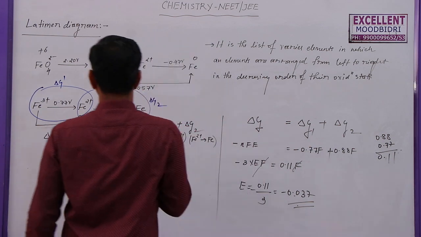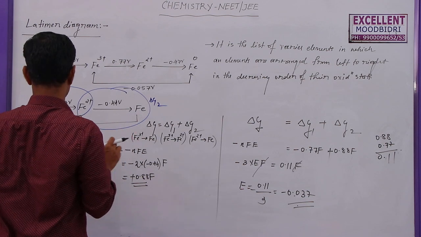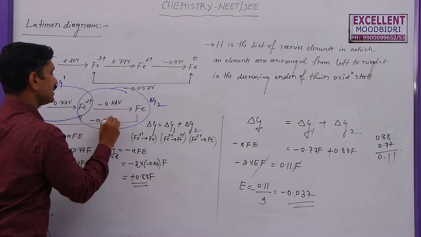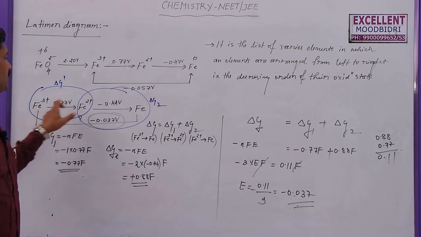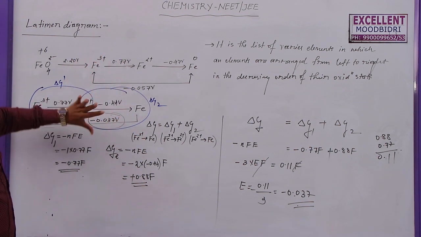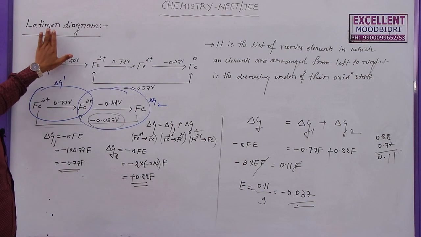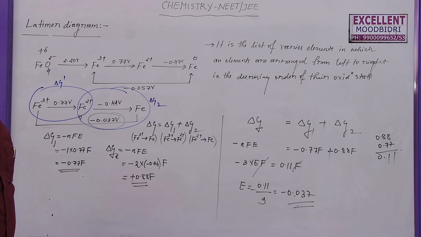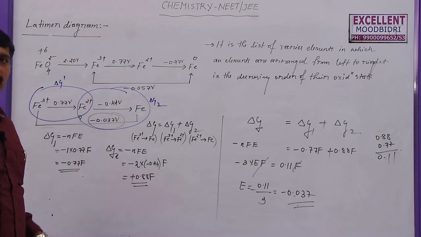So what volt is required for the conversion of this reaction, Fe3+ to Fe? Minus 0.037 volt is required for the conversion of Fe3+ to Fe. These types of problems are very important, especially for the GATE exams. This is from the Latimer diagram. A Latimer diagram is a list of a large number of species arranged from left to right in decreasing order of their oxidation state.